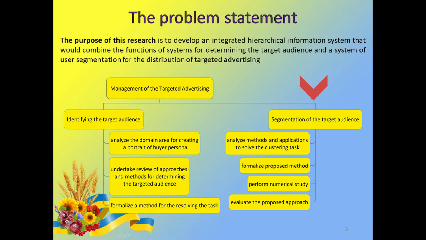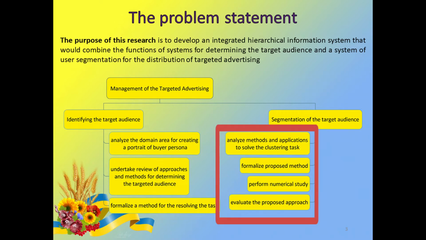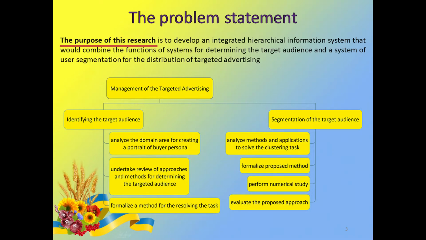The second task is to solve the problem of segmentation of the target audience. It is a clustering task. To solve it, it is necessary to analyze methods and implications to solve the clustering task, formalize proposed method, perform numerical study, and evaluate the proposed approach. Therefore, the purpose of this research is to develop an integrated hierarchical information system that would combine the functions of a system for determining the target audience and a system of user segmentation for the distribution of targeted advertising.